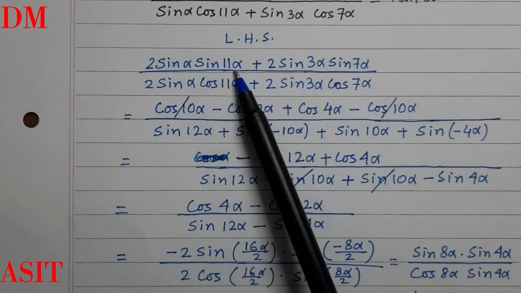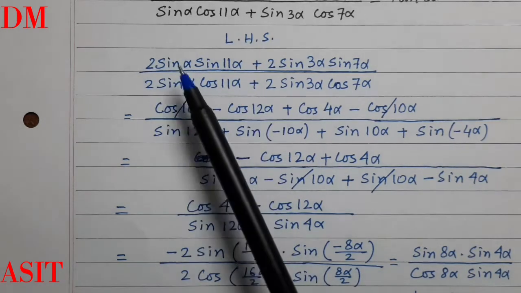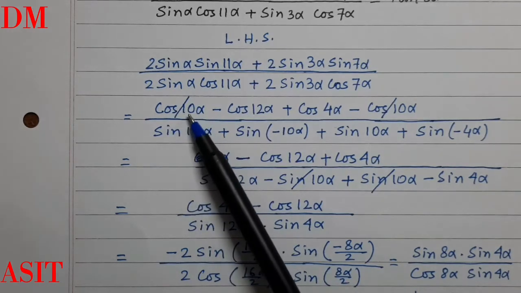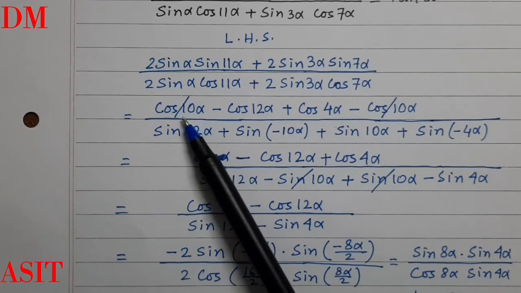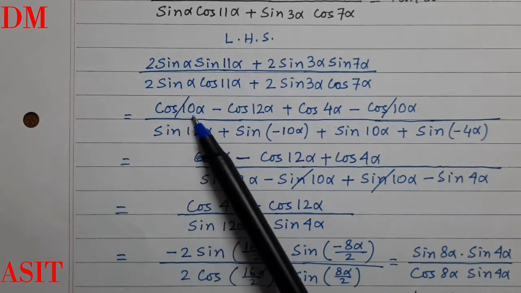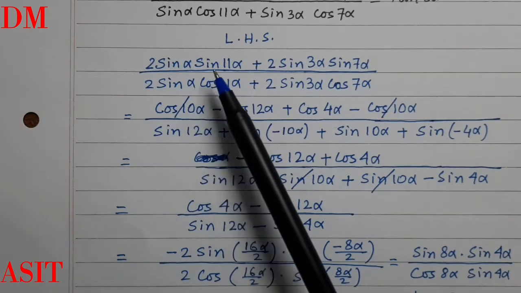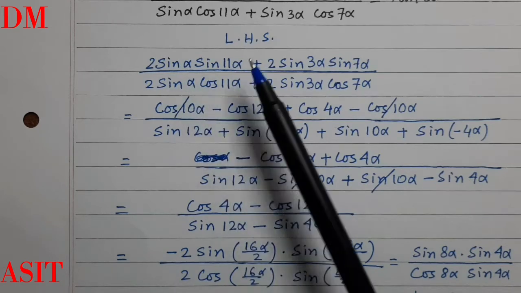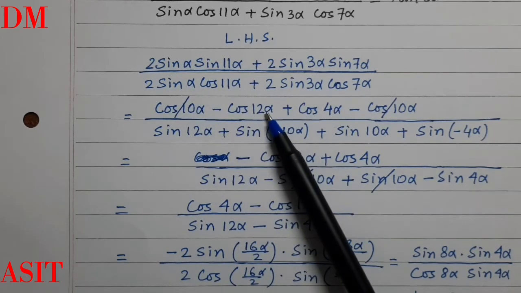So therefore alpha minus 11 alpha, if I do, it will come minus 10 alpha. But since there is a cos, it will absorb, it will digest the negative. So therefore cos 10 alpha minus the addition of these two angles. So alpha plus 11 alpha will become cos 12 alpha.